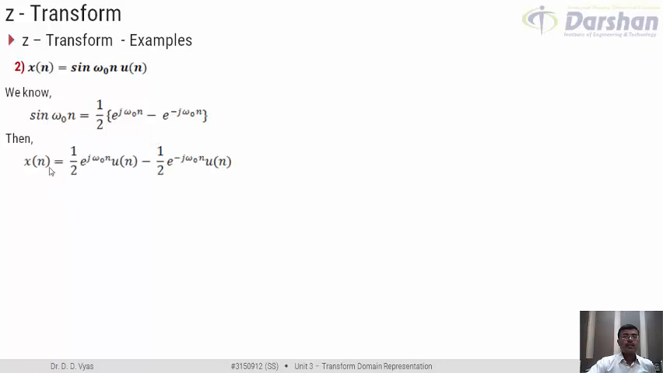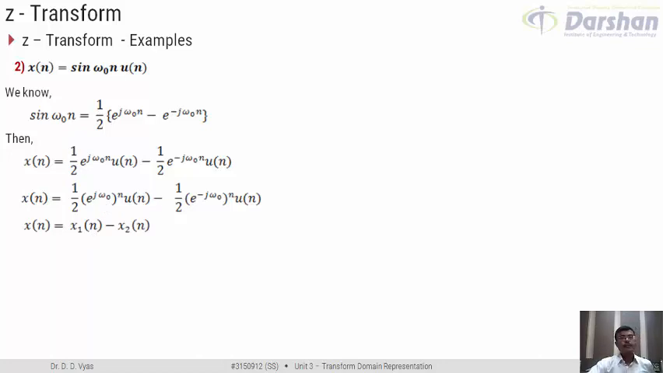So let us try to express x of n as this. I can express x of n now as x1[n] minus x2[n]. If you see the form of x1[n] and x2[n] written, they are again in the form of a raised to power n u[n]. So let us try to use the same Z transform pair, which says that a raised to power n u[n] is 1 upon 1 minus a z inverse with mod z greater than mod a.